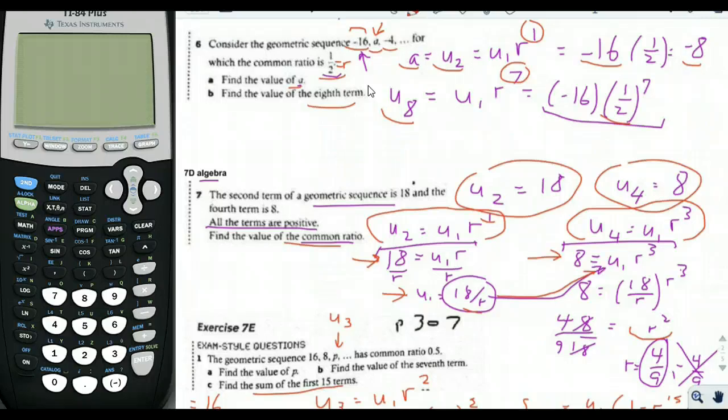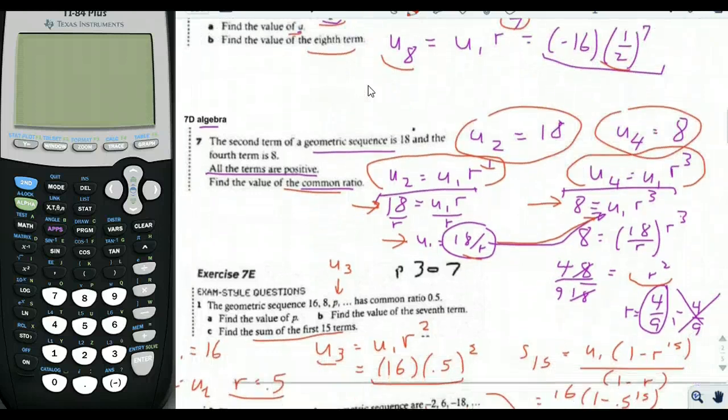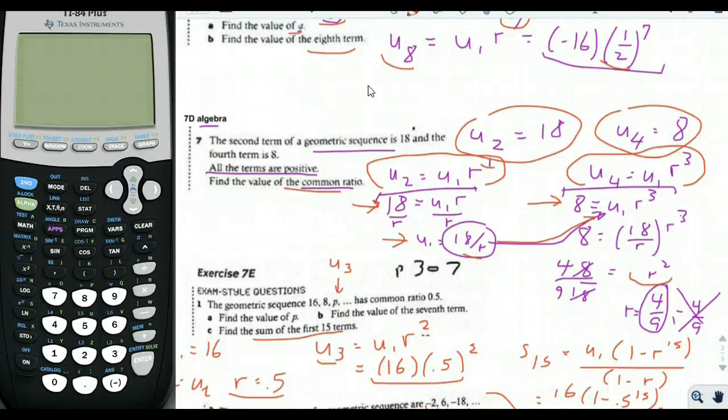4 over 9 is a perfect square, so we get R equals 2/3, or R equals -2/3. Now we know why they said all terms are positive. Because if all terms are positive, that means the multiplier is positive. If the multiplier was negative, then alternating terms, every other term would be negative, and we know it's not. So we know that the R factor we want is the positive one and not the negative one.